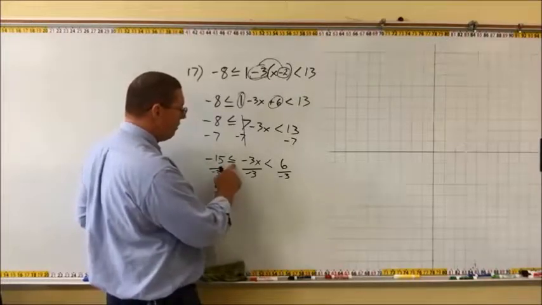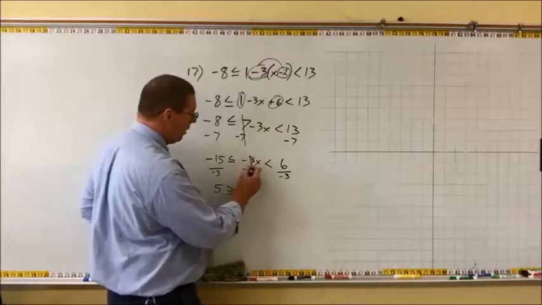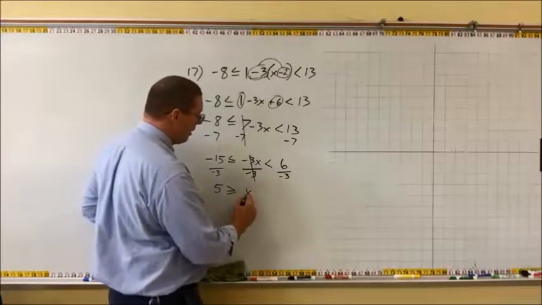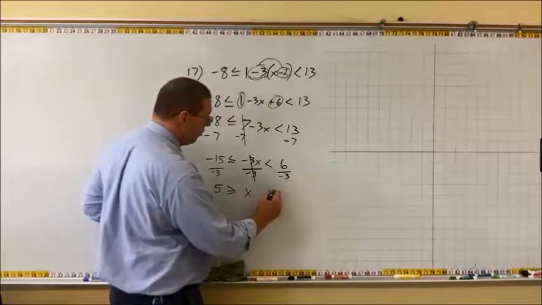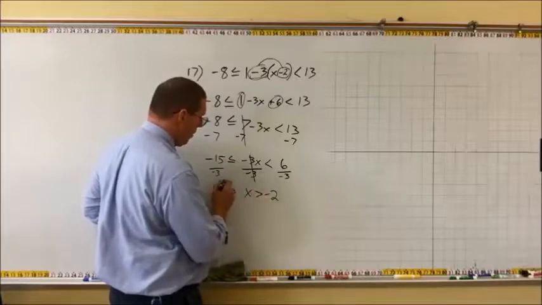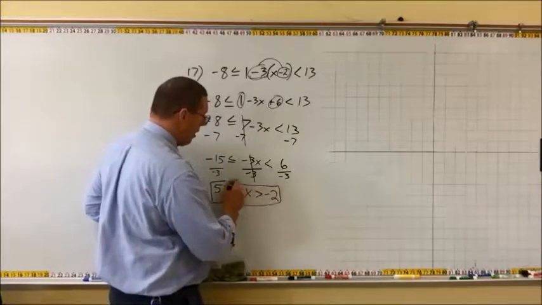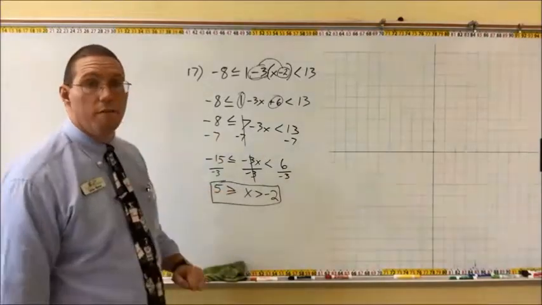And because I divided by a negative, I'm going to flip this sign around. Here I'm going to eliminate the negative 3, leaving an x. Here, negative 6 divided by negative 3 is negative 2, and because I divided by a negative value, I'm going to flip the sign around. And this is the final answer. X is greater than negative 2, but less than or equal to 5.